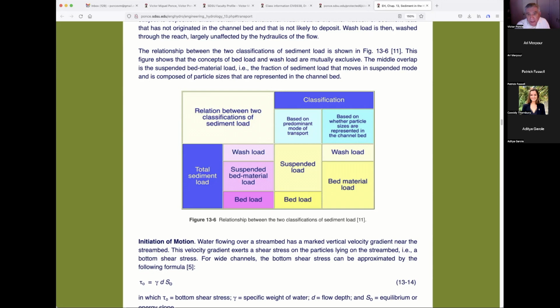Okay, the second classification is based on whether the particle sizes are represented in the channel bed. That includes wash load and bed material load. Wash load is not supposed to be calculated because it washes through the system. It's typically the fine material. In a sand bed channel, the wash load will be silt and clay.